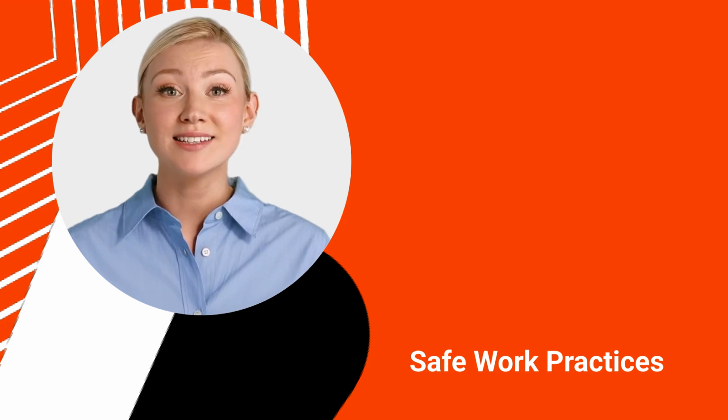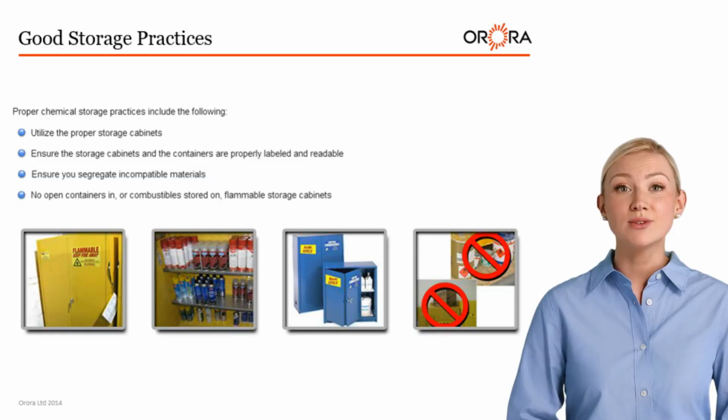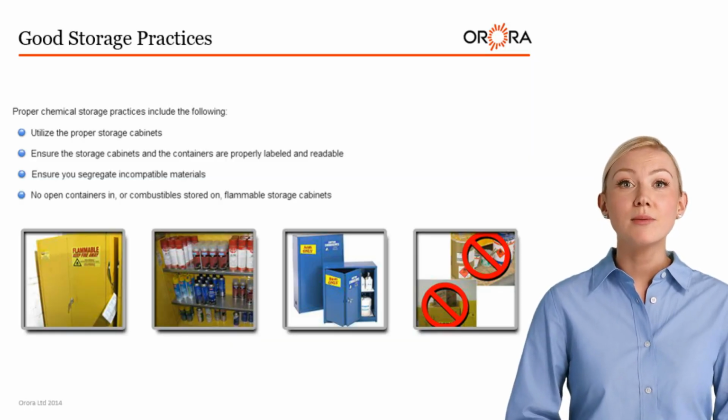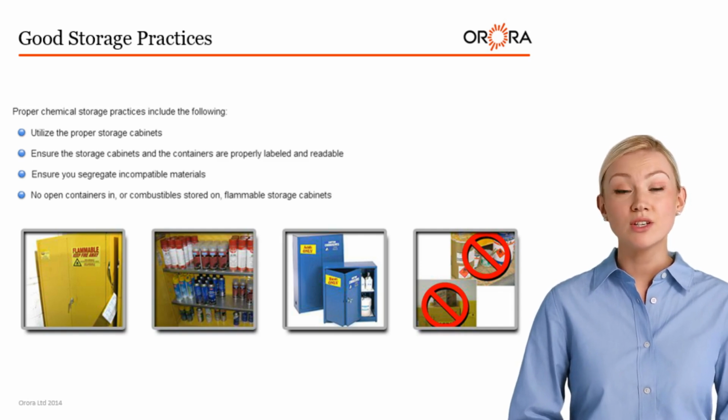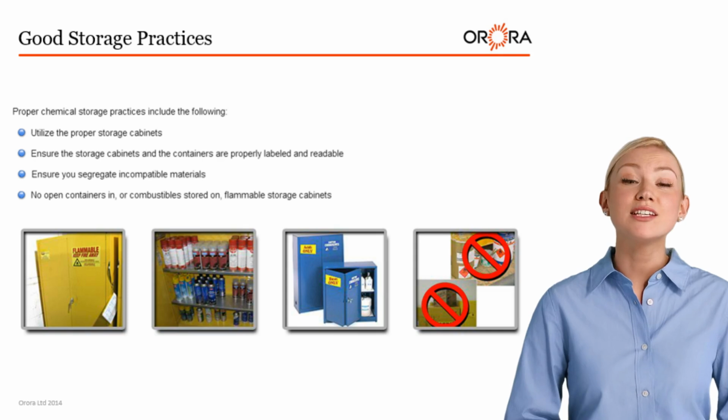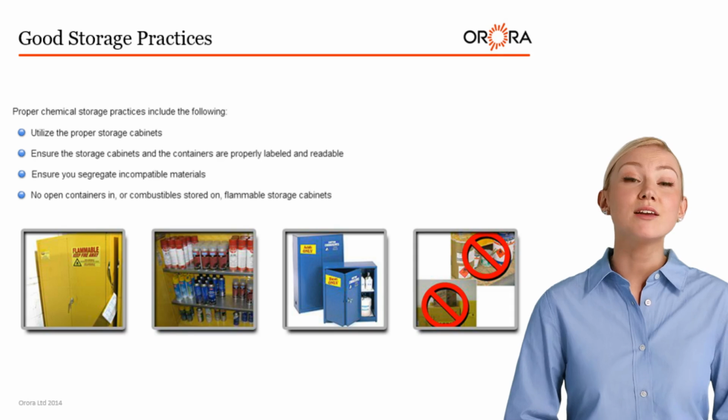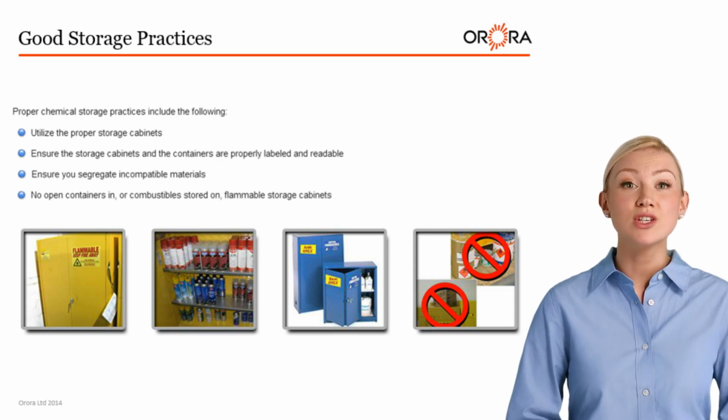Safe work practices. Good storage practices. Proper chemical storage practices include the following. Utilize proper storage cabinets. Ensure the storage cabinets and containers are properly labeled and readable. Ensure you segregate incompatible materials. No open containers in or combustibles stored on flammable storage cabinets.